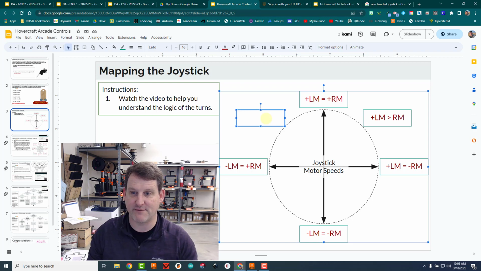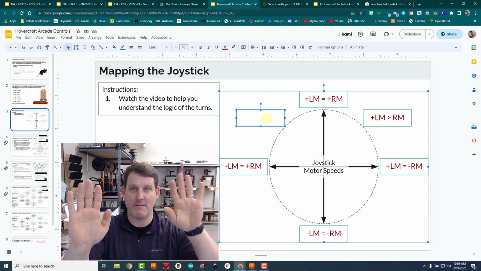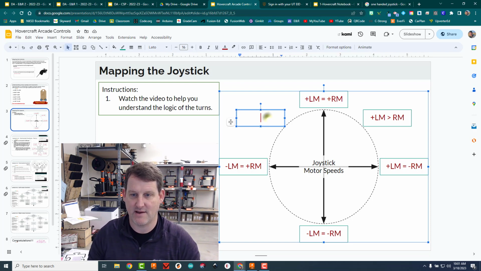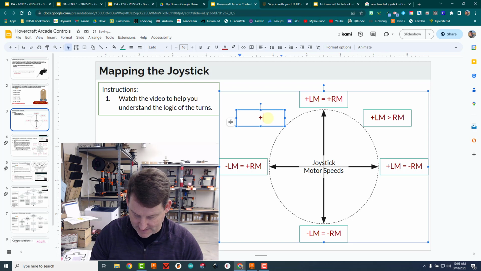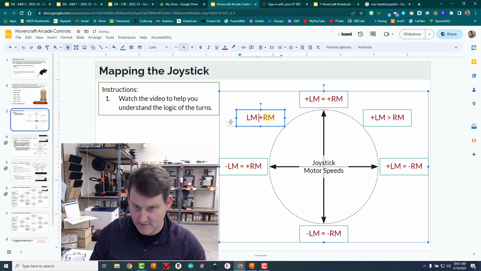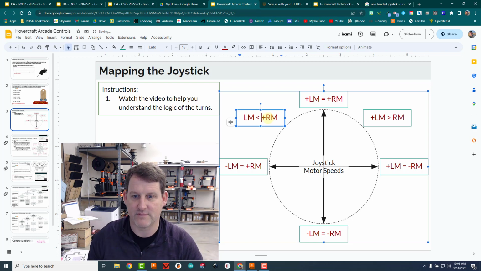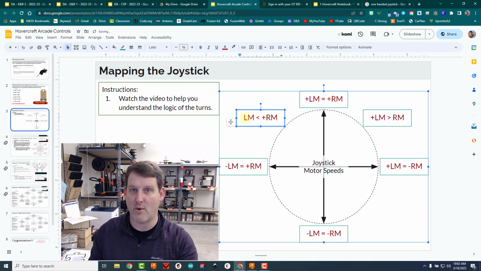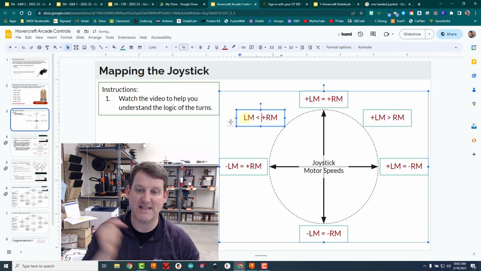Now this one's the same way as before. So in this case, I want my right motor to be bigger and positive. So here I'm going to say the right motor is positive. And I'm going to keep the left motor on the left side, just keep everything balanced. And my left motor has to be less than. So the left motor is less than the right motor and the right motor is positive. Again, we don't care if the left motor is still forward some or if it's even going backwards. As long as it's less than the right motor, we're all good and it's going to make a turn.